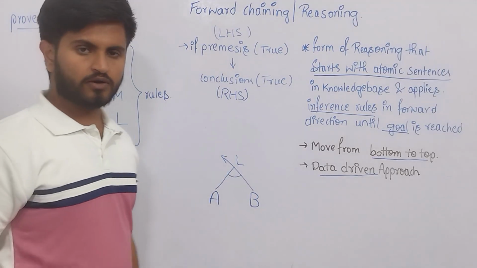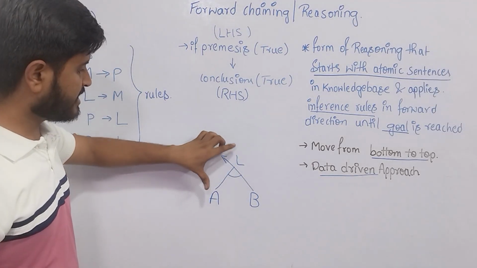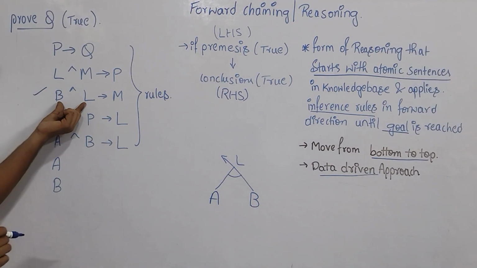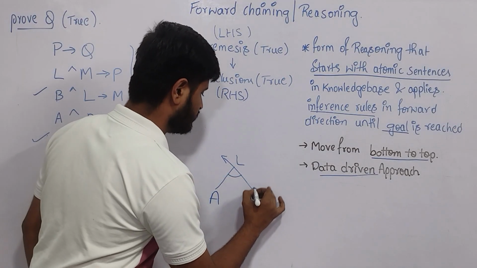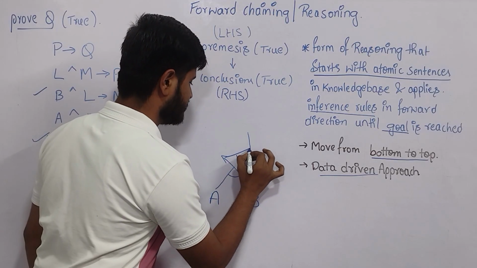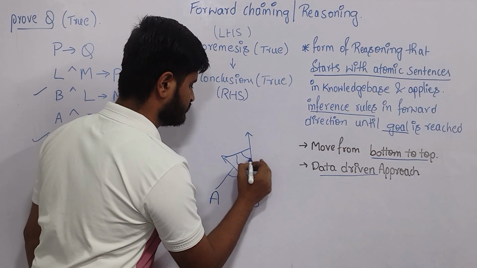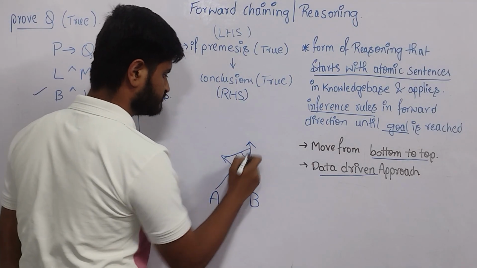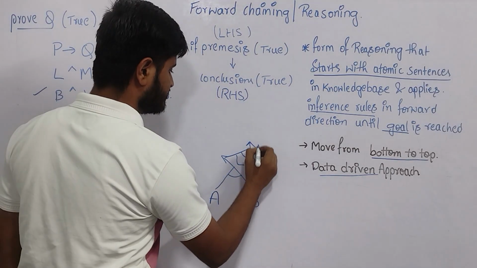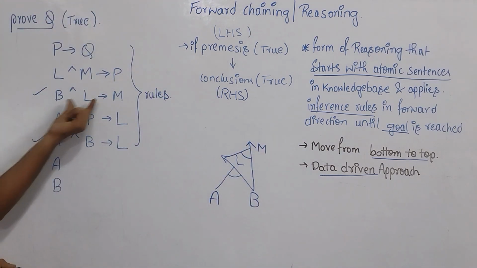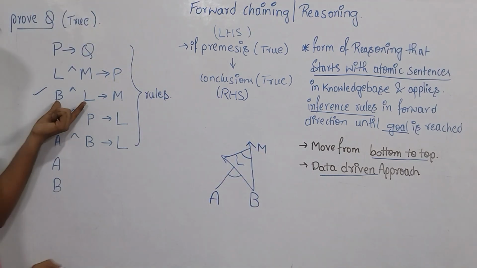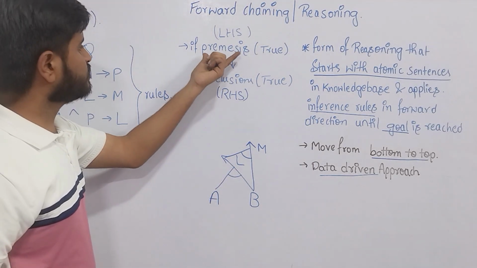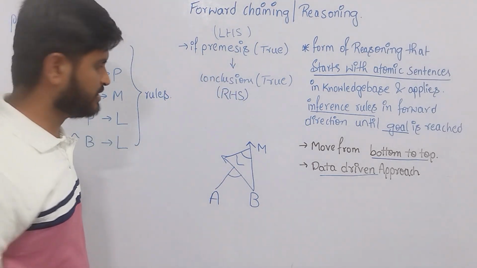Now L. Now let's see the combination of A and L or B and L. So yes, here is a combination of B and L. So I will take from B and here I will take from L. So AND. Now you can write M here because B and L produces M. Since B is true and L is true, M will also be true. According to premises is true means conclusion will be true.